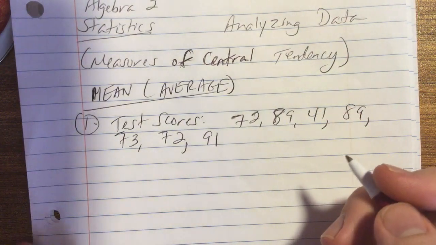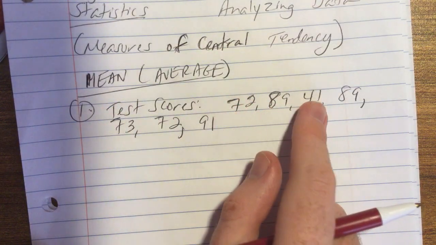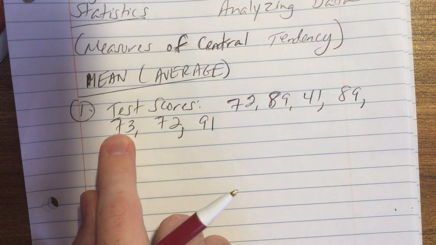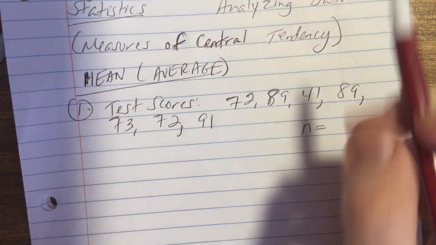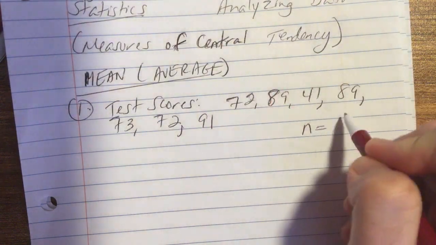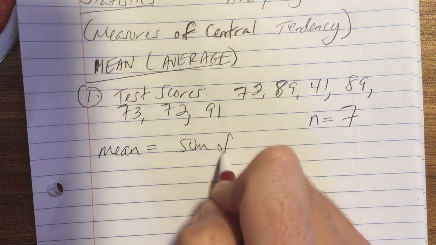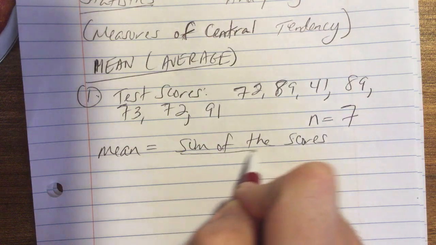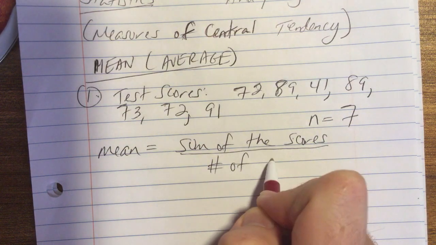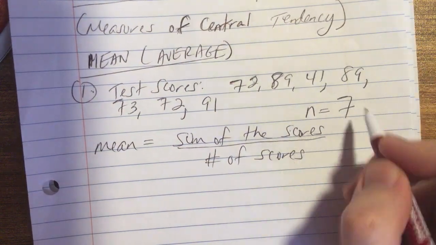So we're going to start off with the mean, which is the average of the data. If we're given the following test scores: 72, 89, 41, 89, 73, 72, and 91. First of all, n would be the number of data values that you have. So you have 2, 4, 6, 7 data values, so n equals 7. So if we want to find the average or the mean, we're going to take the sum of the scores and divide the sum of the scores by the number of scores, which would be the n value.